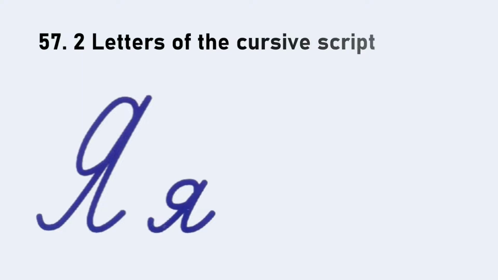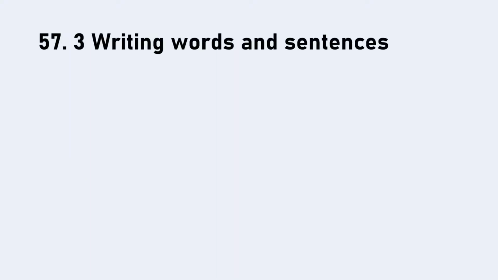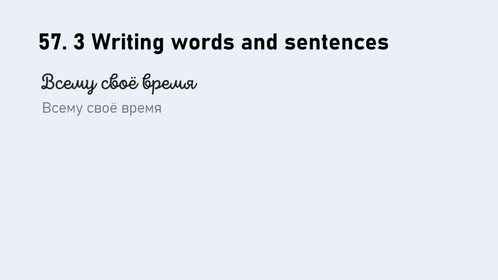Alright, now let's have a look at some words and phrases written in the cursive script, and hopefully you'll be able to work out what's written. So first of all, we are going to be using this font, which, strictly speaking, is the printed script because it's typed on a computer, but at least it's trying to mimic the cursive script. So it reads «Всему свое время». And that's what it looks like in printed.